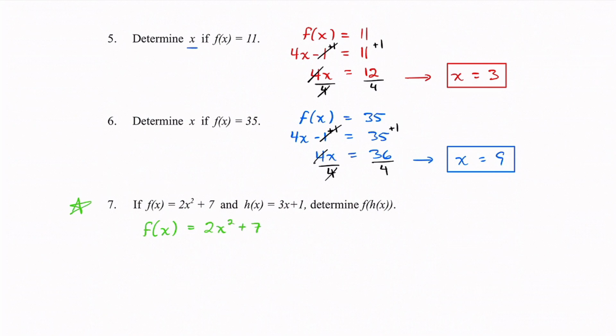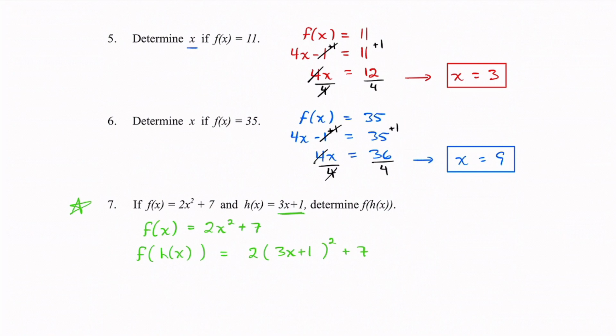plus 7. And then normally what we did was we were given a number, like 2, and then 2 went in wherever we saw an x. But now instead of evaluating it at x, we're going to evaluate it at h of x. So I'm going to instead put in 3x plus 1. So that is going to give me 2 times x squared, but x is now this h of x, 3x plus 1. So we put that in, 3x plus 1, and that was being squared, and then we still have that plus 7. Okay, so now I put it in.